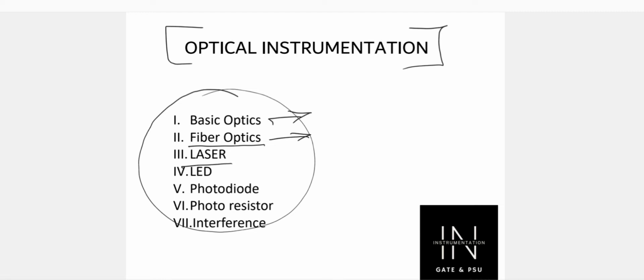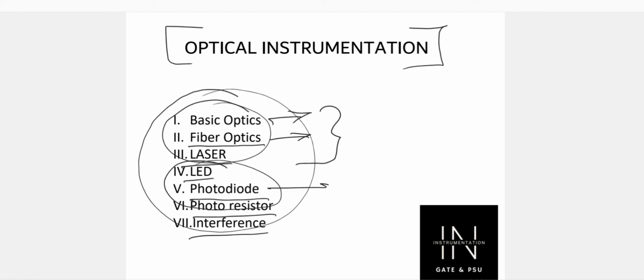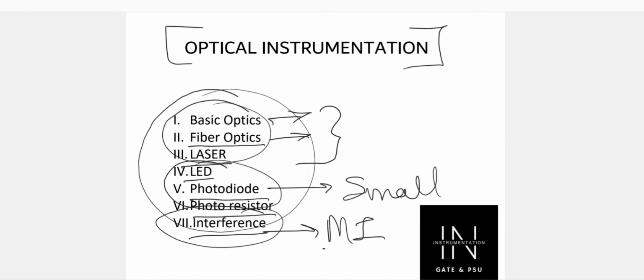The third topic will be laser, fourth will be LED, fifth will be photodiode, sixth will be photoresistor, and the last is interference. The first three topics are very basic topics up to the lasers, and these three topics, LED, photodiode, and photoresistor, are very small topics. And in interference, we are going to see the Michelson interferometer and Young's double slit experiment. These two we will see at the last in interference.